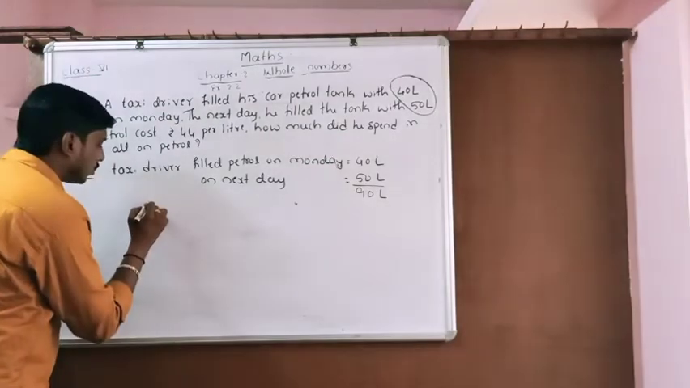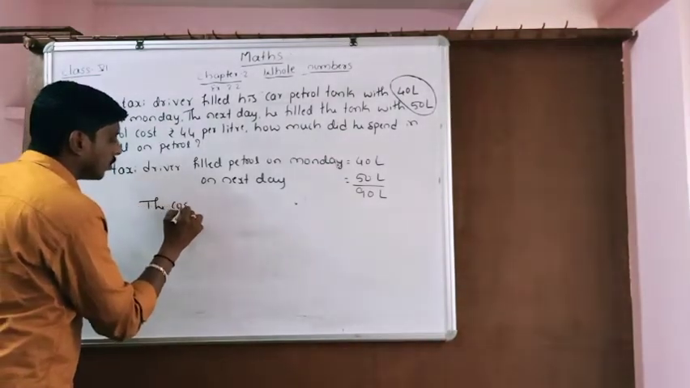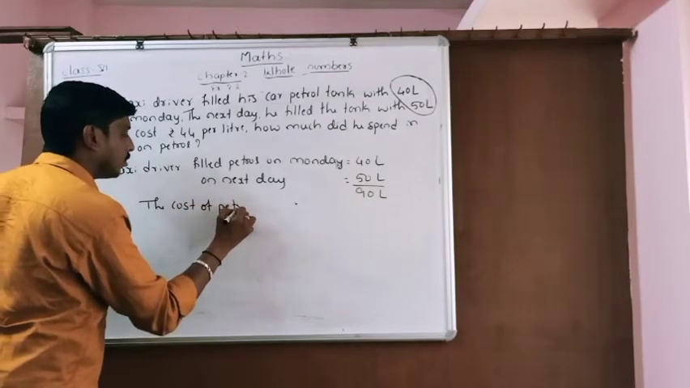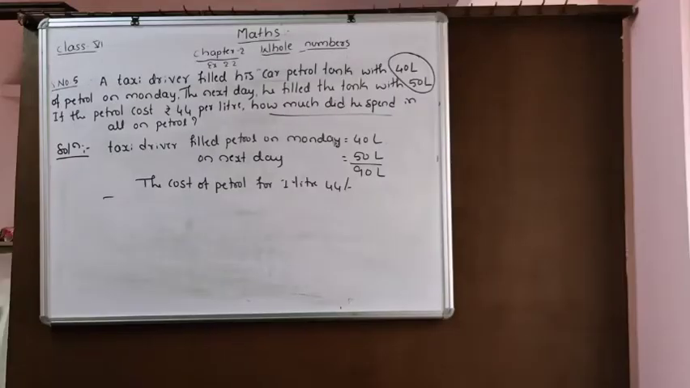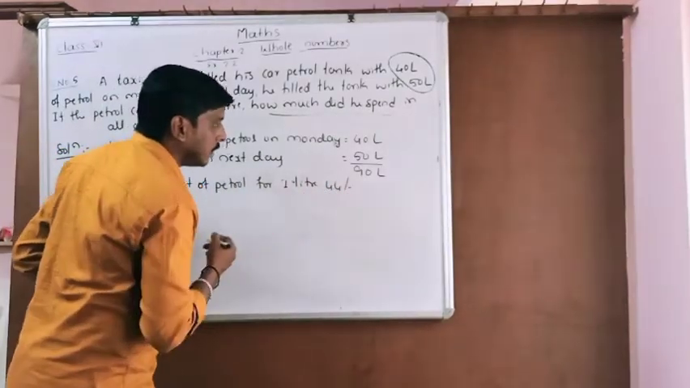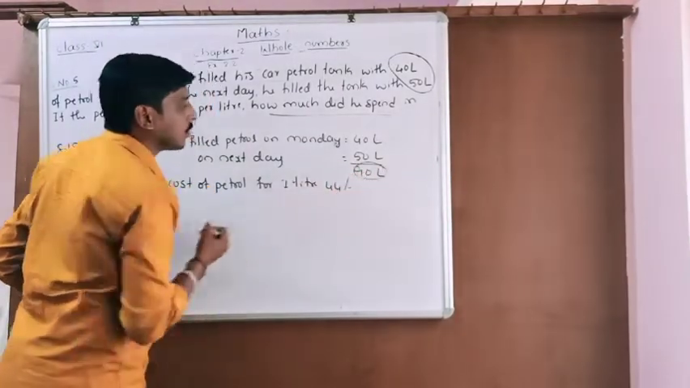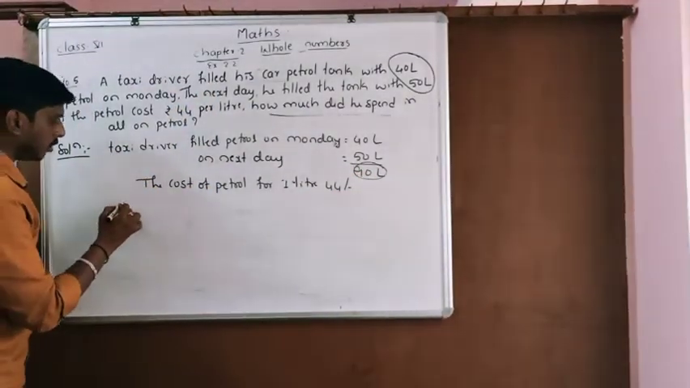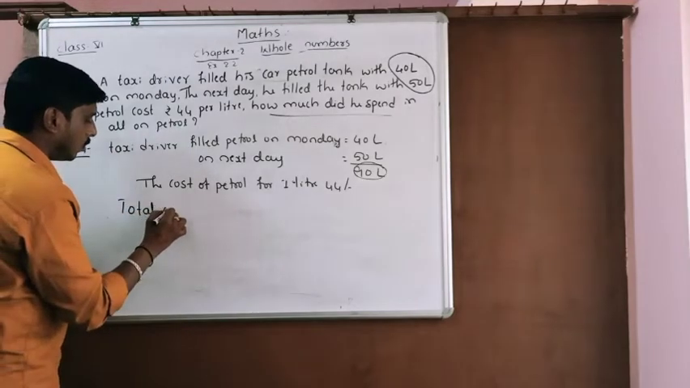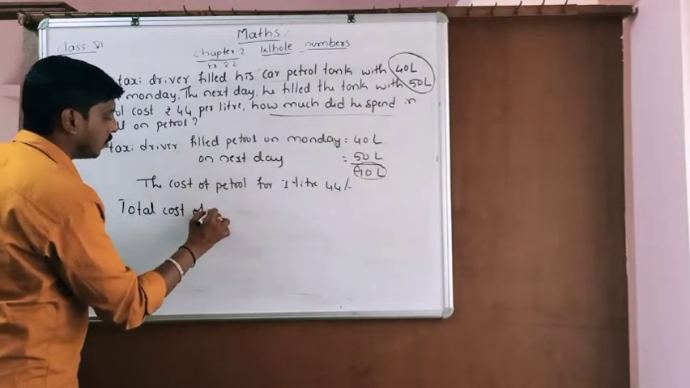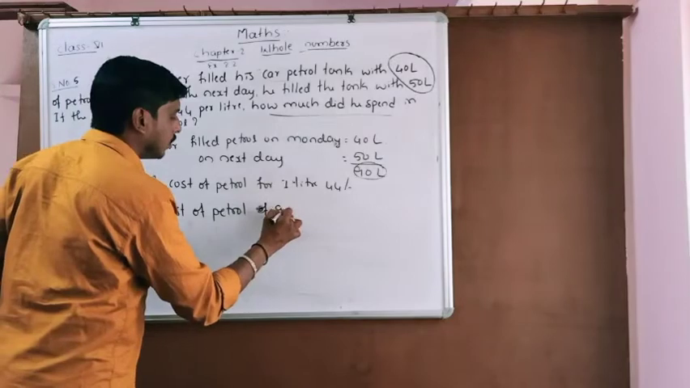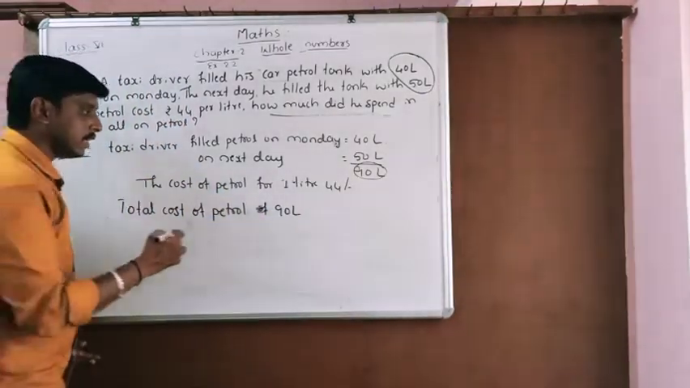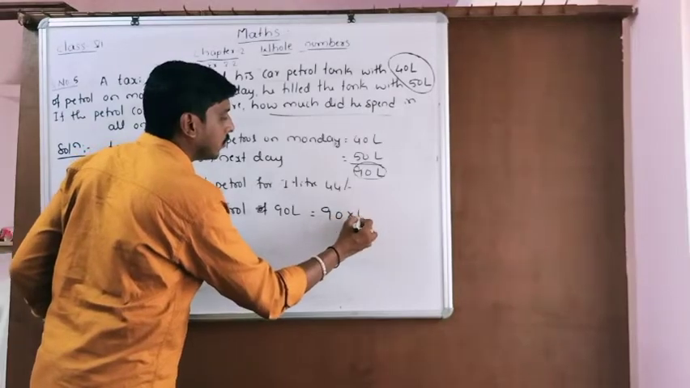So now the cost of petrol for 1 liter, how much? The cost of petrol for 1 liter is 44. For total 90 liters, how much cost it takes? Therefore the total cost of petrol on 90 liters, how much total cost for 90 liters? Very simple, 90 into 44.